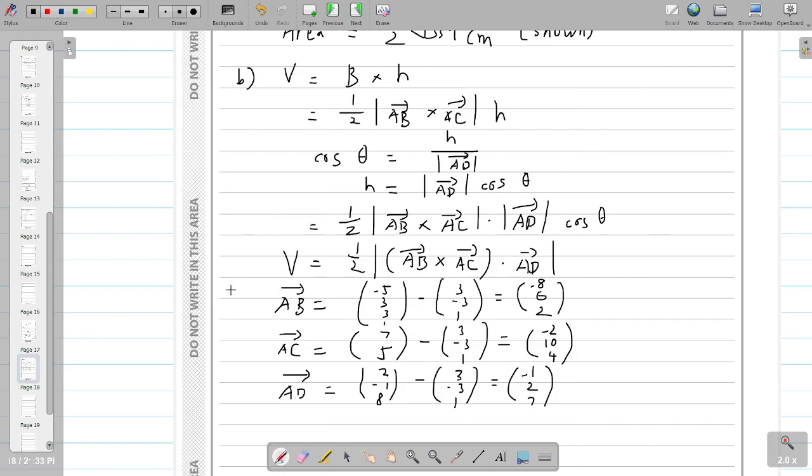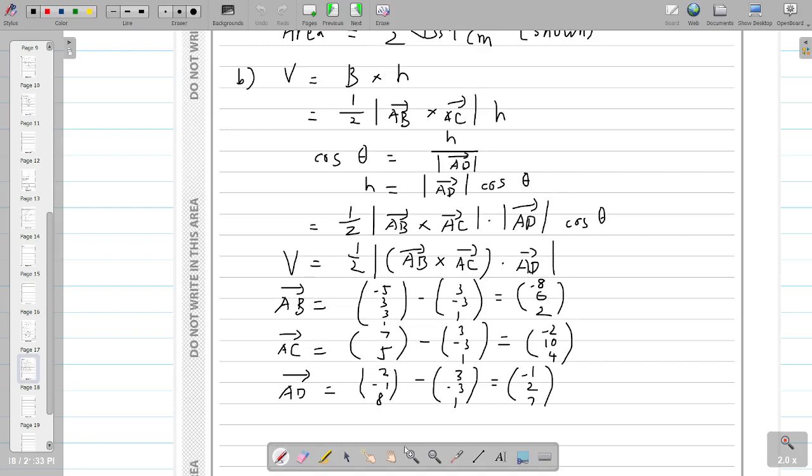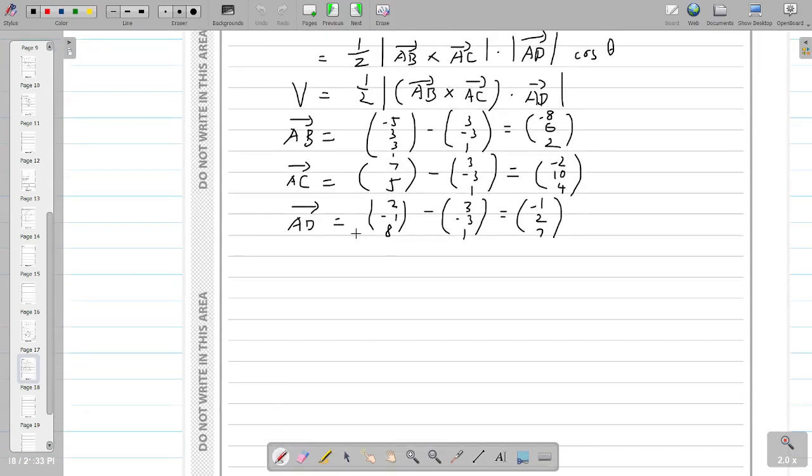Okay, so that's the vectors of AB, AC, and AD. All you have to do is just take the front minus the back. That's it. So first off, we have to find out what AB cross AC is equal to. Let's draw out that determinant table again. AB is this, and then AC is going to be this. So this is going to be equal to, let's just write the vector here.